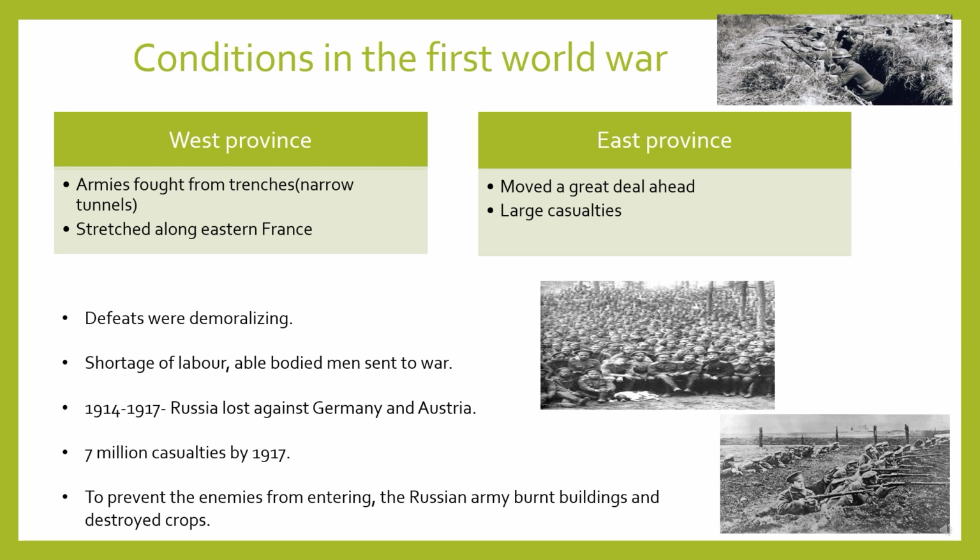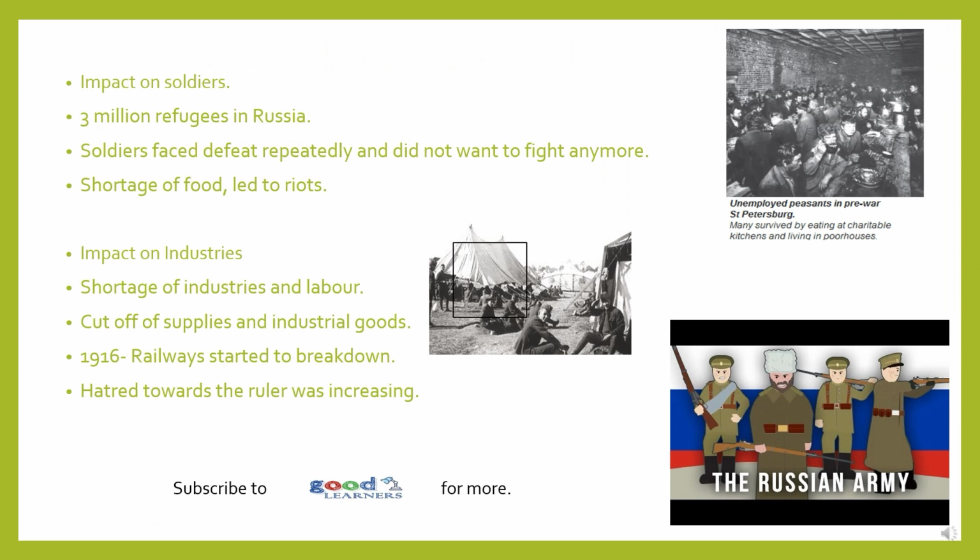From 1914 to 1917, Russia lost against Germany and Austria. This was also very demoralizing for the soldiers. Now, a very absurd thing happened wherein the Russian army, to prevent the attacks from the opposite army, started destroying their own buildings and started burning their own crops. This was quite absurd and led to the increase in the number of refugees. Now, let's move to the next slide.